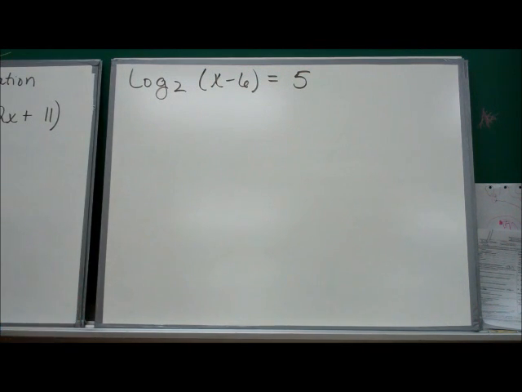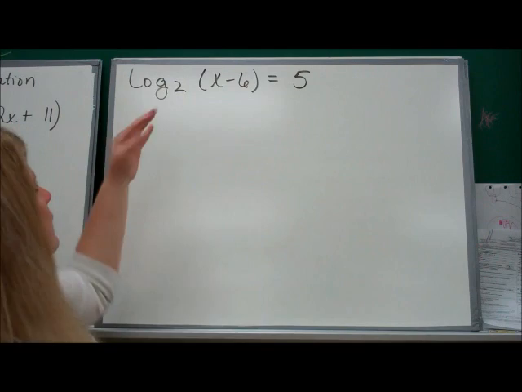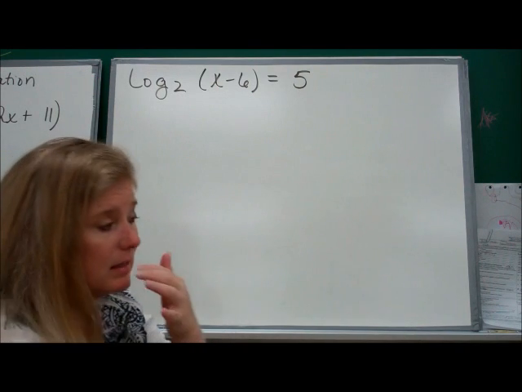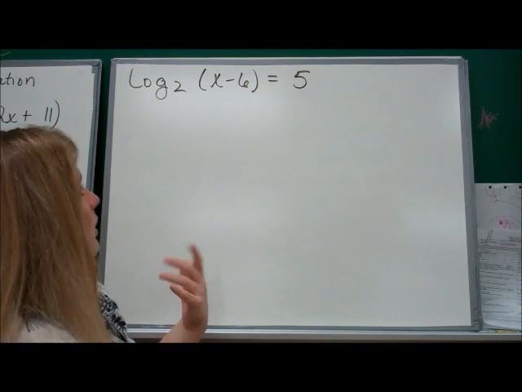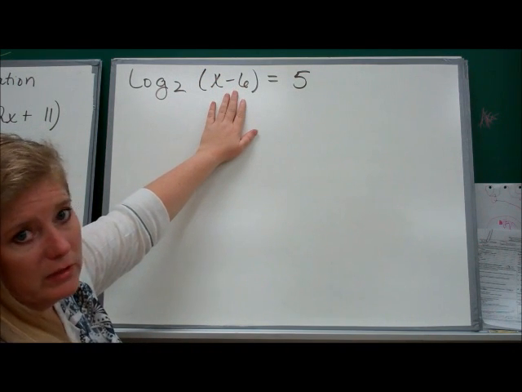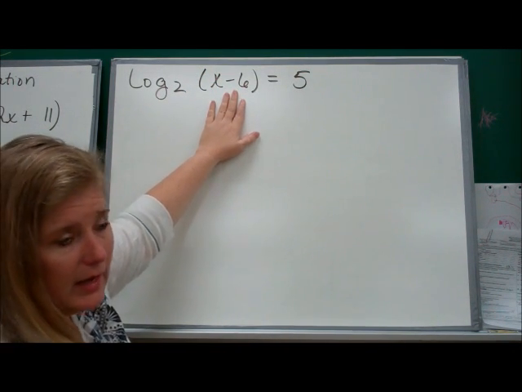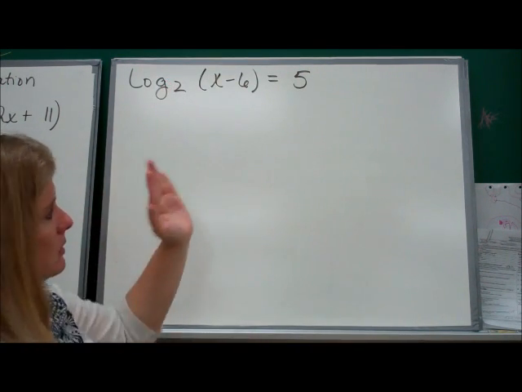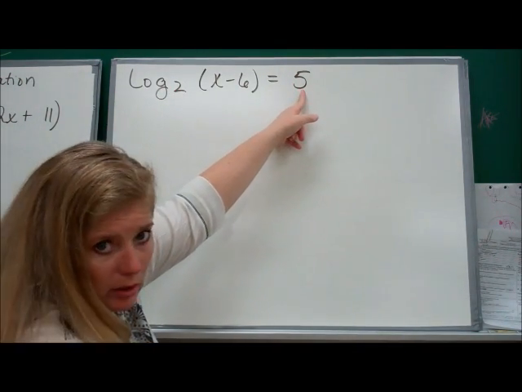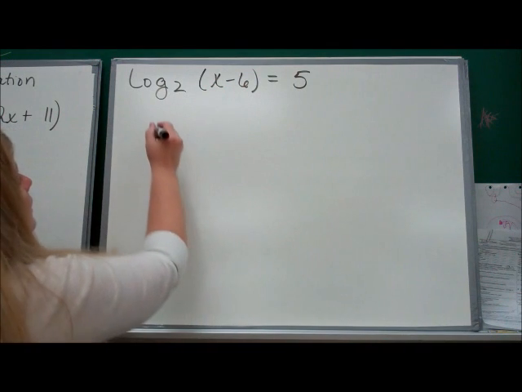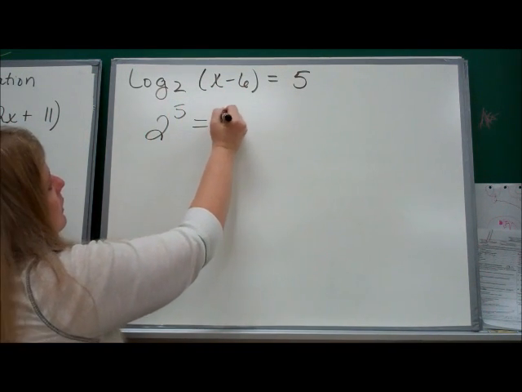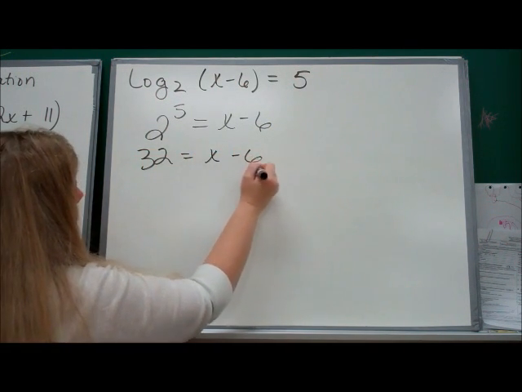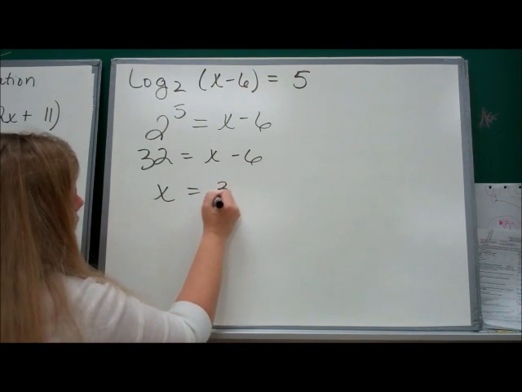Okay. What if they're not taking a log of both sides? What if this, like we've got here, log base 2 of x minus 6 equals 5? In this case, we need to get the x out of this logarithm, and the only way to do that is to switch to exponential form. So that means 2 to the 5th power equals that. Okay? So that's what we're going to do. 2 to the 5th power equals x minus 6. So that's 32 equals x minus 6. Add 6 to both sides, x equals 38.